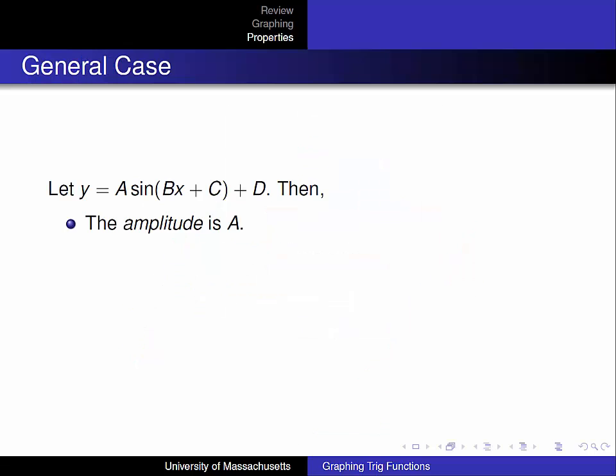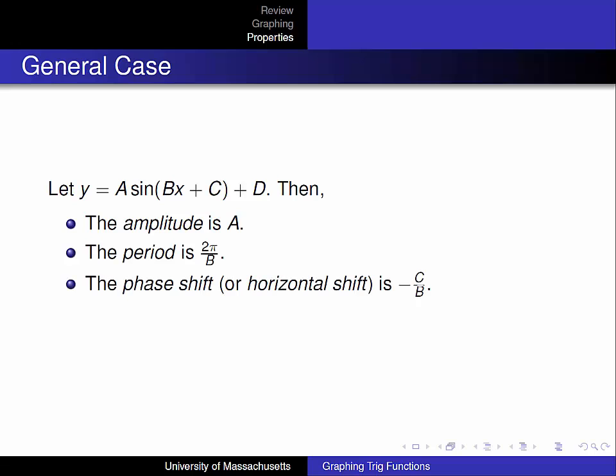Now, here's a general case. We're going to let a, b, c, and d just be constants. If we look at the function y equals a sine of (bx plus c) plus d, then we know that the constant a is the amplitude. The period is 2 pi over b. The phase or horizontal shift is negative c over b, and the vertical shift is d.